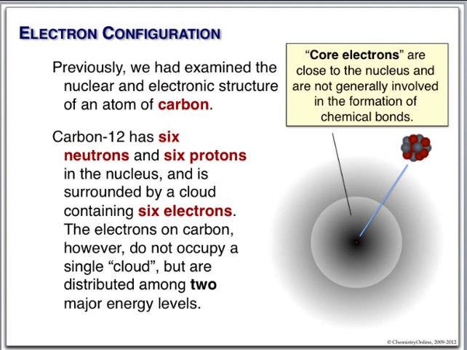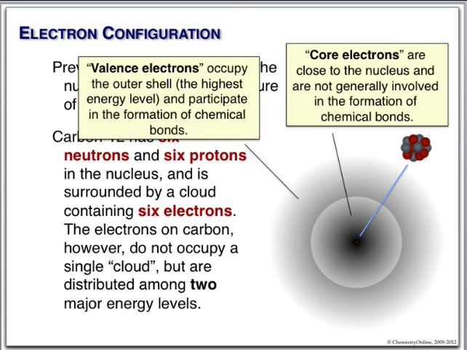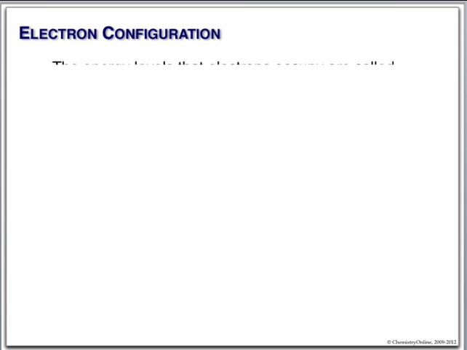The ones that are in the outer shell, we refer to as valence electrons. Valence electrons are important to us because these are the guys that make bonds. And remember, chemistry is going to be all about making and breaking chemical bonds. These valence electrons, again, are in the outer shell. They're higher energy. Core electrons, we really don't mess with. All right.